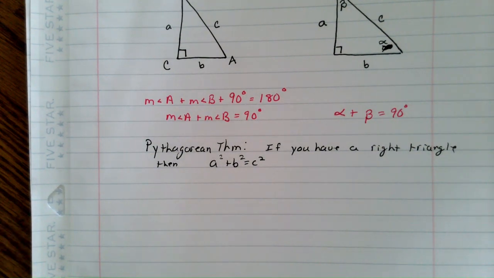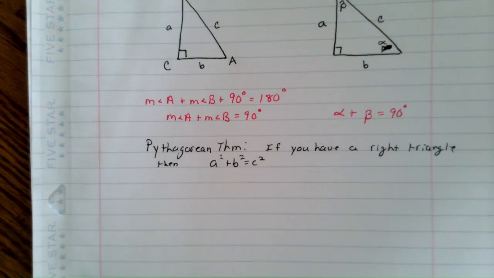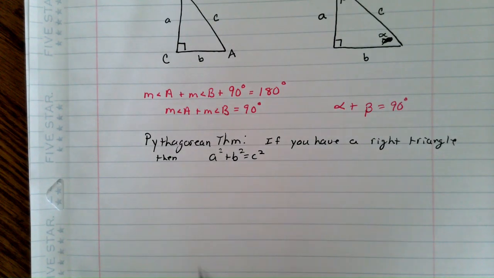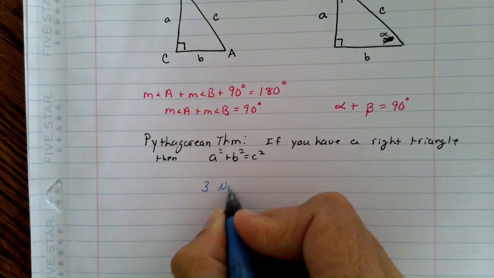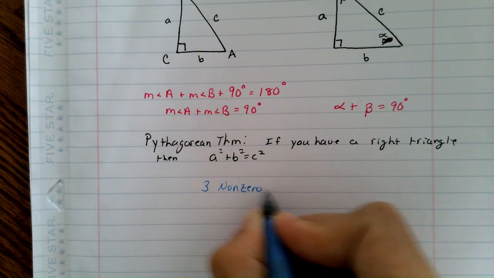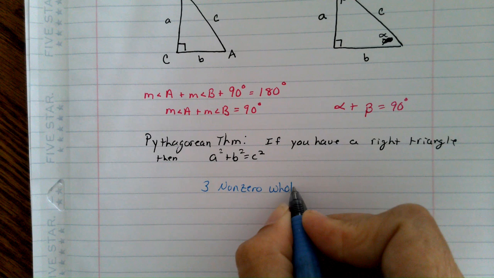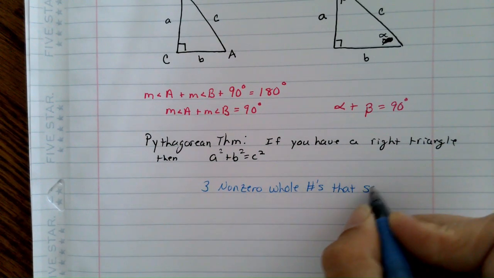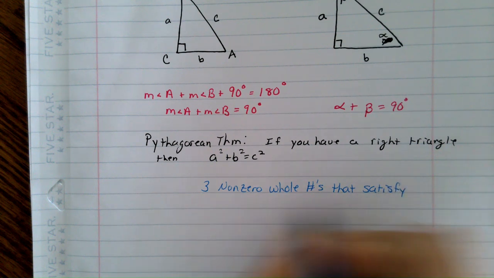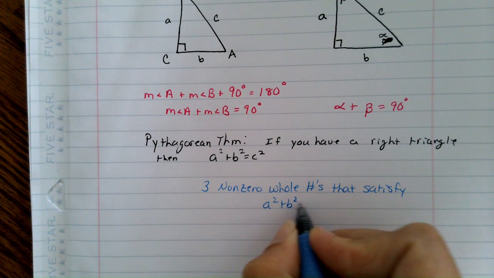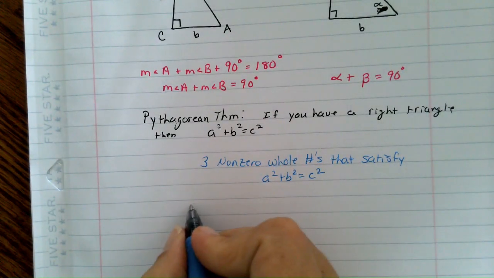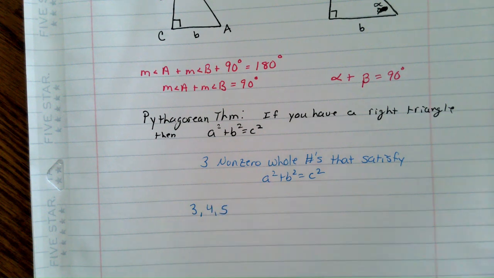Now, Pythagorean triples. If you take the ACT, Pythagorean triples are going to be so nice for you. They are three non-zero whole numbers that satisfy a squared plus b squared equaling c squared. So an example of that would be 3, 4, 5.